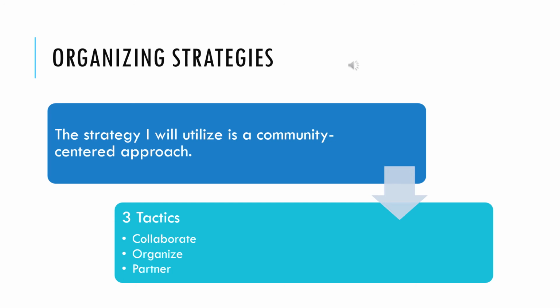The strategy I will utilize is a community-centered approach. The three tactics include collaboration, organizing, and partnering. I will collaborate with the local Division of Family and Children Services to bring awareness to the issue of child abuse by hosting a fundraiser to provide parenting classes to child abuse offenders. I will organize an End Child Abuse rally with the help of local community leaders and law enforcement to discuss the outcome of child abuse.